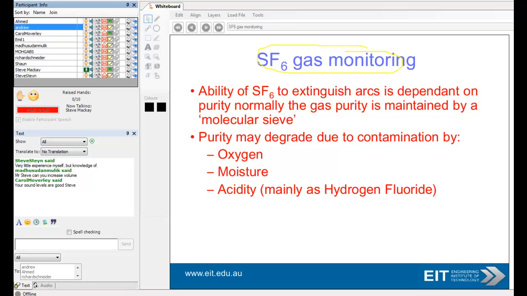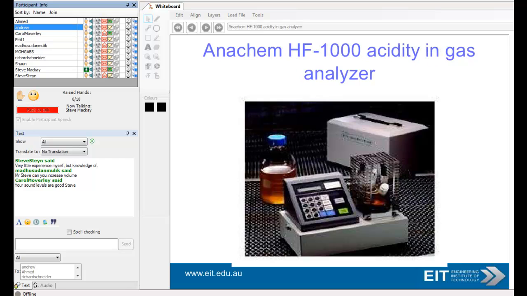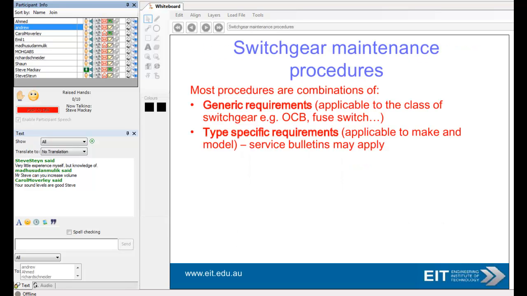SF6 gas monitoring is obviously dependent on the purity of the gas, and of course, inevitably, your purity degrades with oxygen, moisture, and acidity. Sorry, excuse my pronunciation. Mainly hydrogen fluoride. So those are obvious issues. So very important to keep an eye there on what's going on.